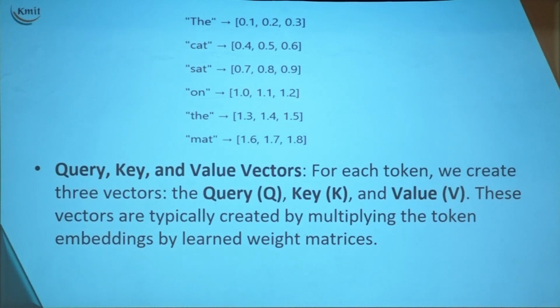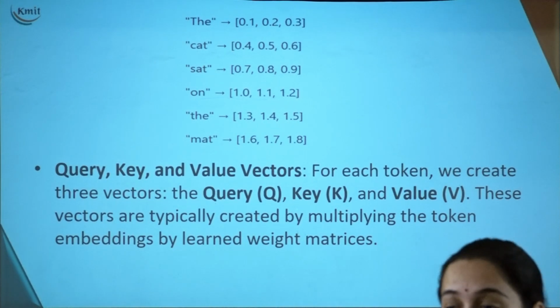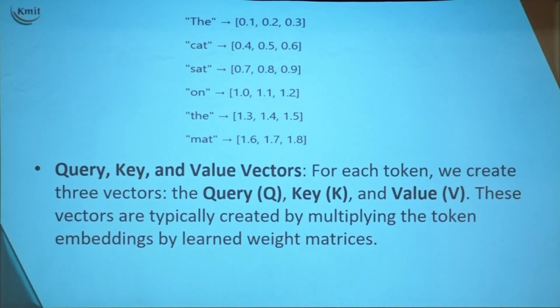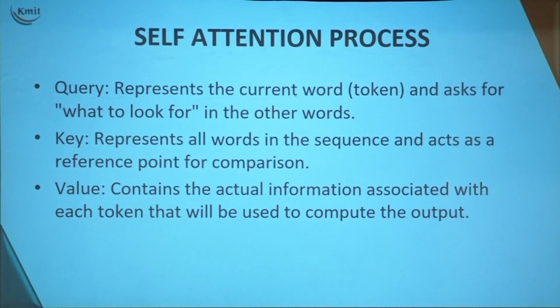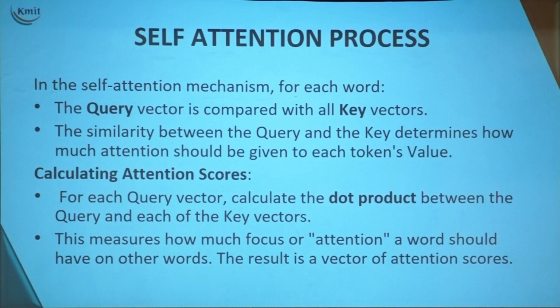Now for these particular tokens you have to create 3 vectors. Q, K, V. Query, key, value. Now, query represents current word, what to look for. Key represents all the words. Value contains actual information or vector that is present inside it. So, in self-attention, query vector, this process is important.